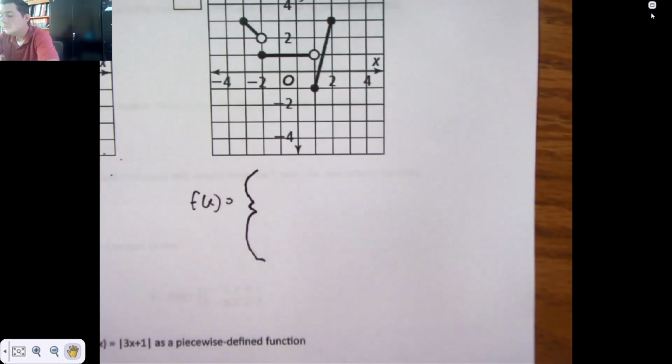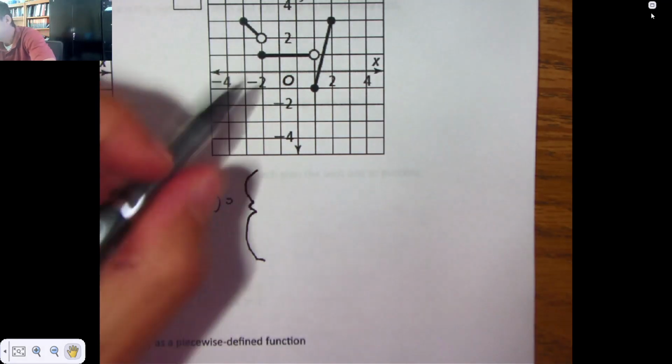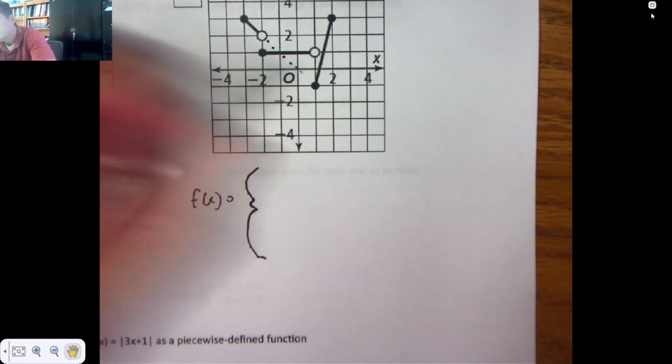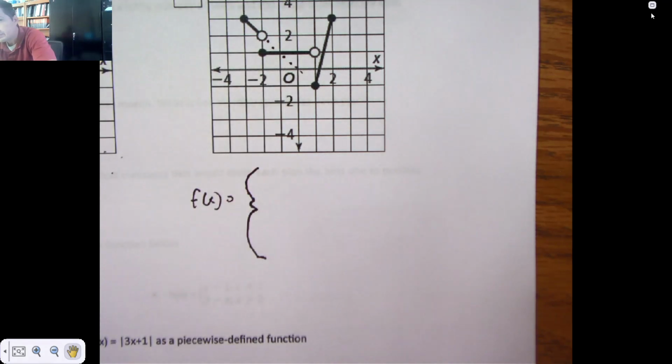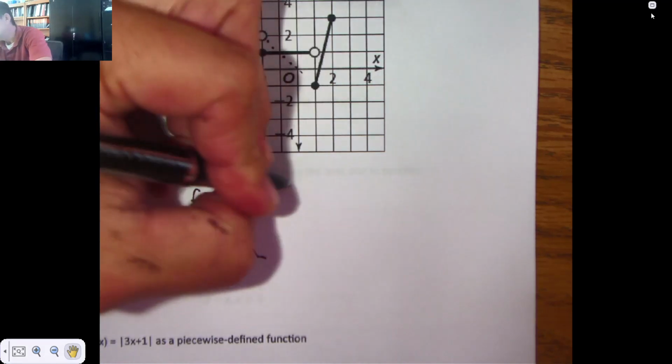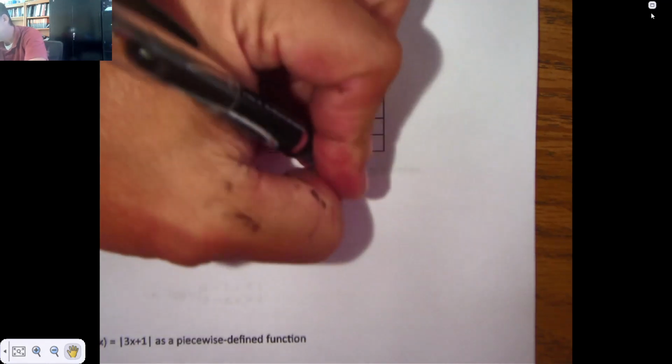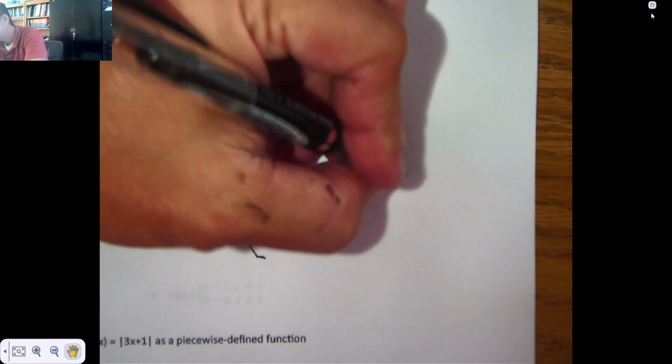And you talk about this left to right. There's this guy. And this guy is really simple. That's negative x. It crosses at the origin. It's got a slope of negative 1. It's negative x if the x values that I can have here are negative 3 less than or equal to x, less than or equal to 2.